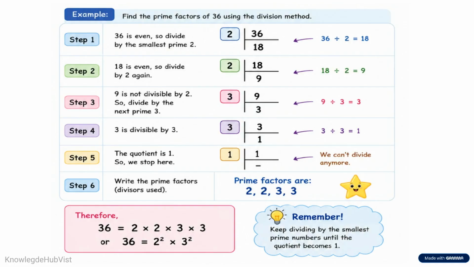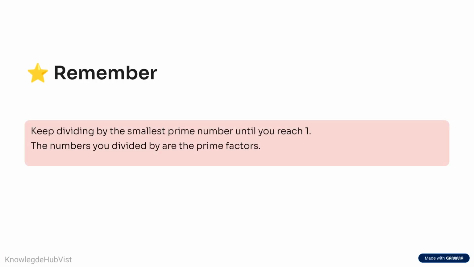The quotient is 3, which is a prime number. Divide it by 3. The quotient is now 1. Since we cannot divide any further, the process is complete. The divisors are 2, 2, 3, and 3. Remember, in the division method, keep dividing by the smallest prime until you reach 1. The numbers you divided by are your prime factors.